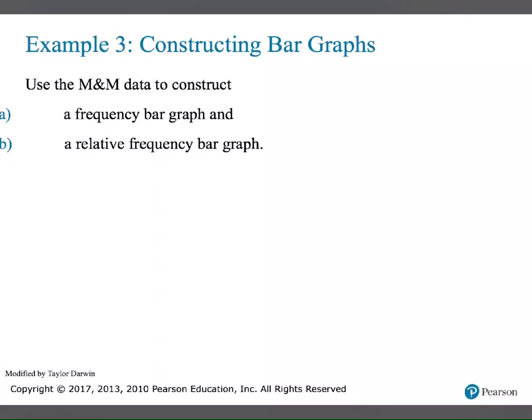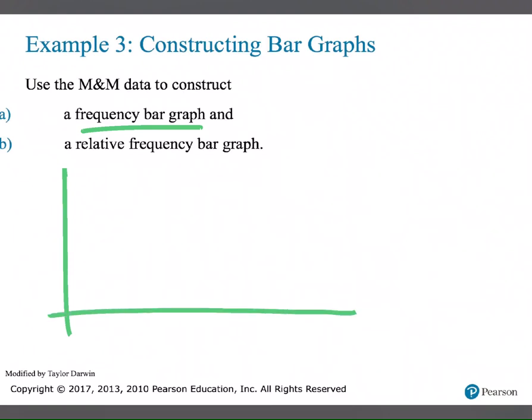Okay, so we are going to use the M&M data to construct a frequency and a relative frequency bar graph. So I'm going to do frequency first because I don't have enough room. Then I'm going to have to erase it and go from there. So let's see. I'm going to go like this. And I'm going to write in black because it's a little smaller. So I'm going to label. So the color of my M&Ms go here, my frequency goes here, and I'm going to go off of that chart that we made earlier.